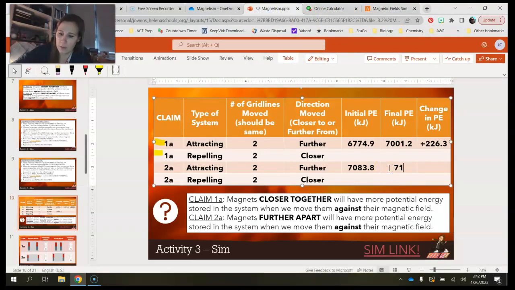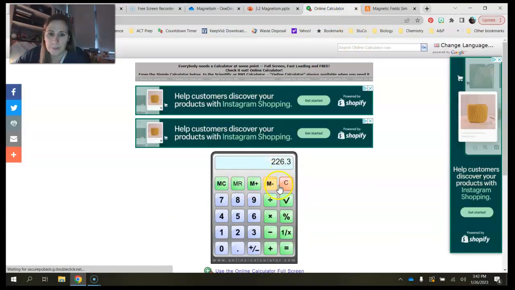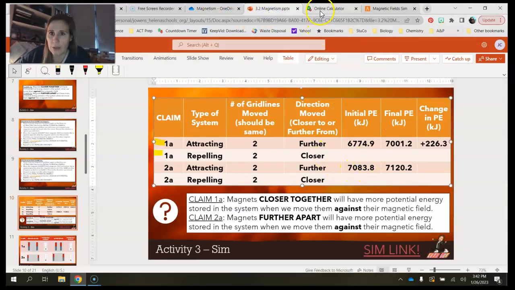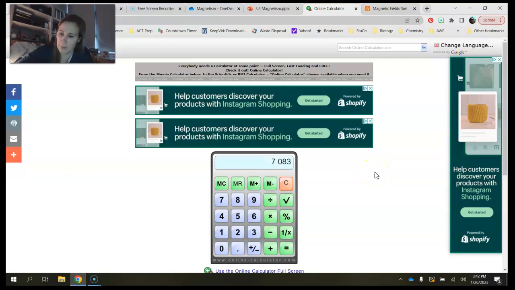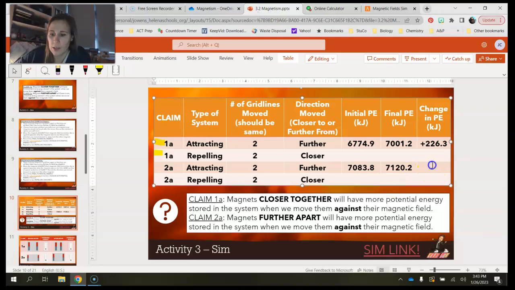7120.2. And then I'm going to go ahead and subtract that difference, 7120.2 minus my first value, which is 7083.8, and my difference is 36.4. So it was still an increase, so we're going to do a positive 36.4. So what you guys need to do then is collect data for your 2 repelling systems.